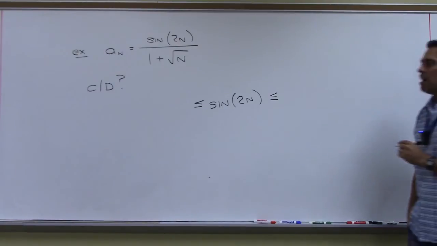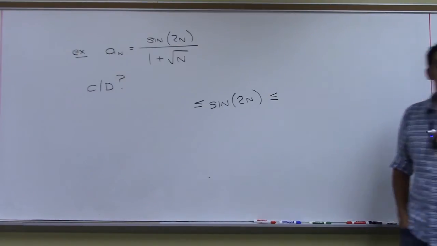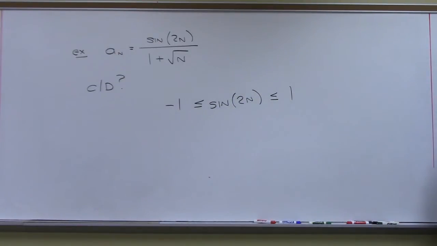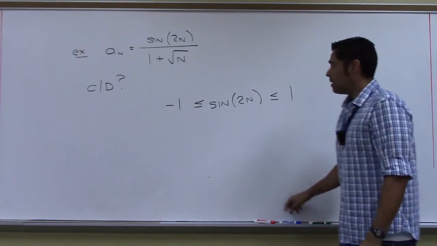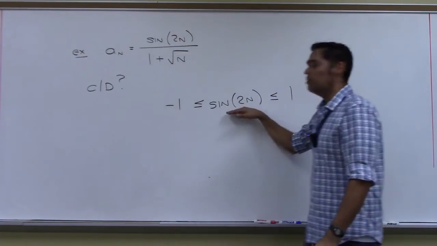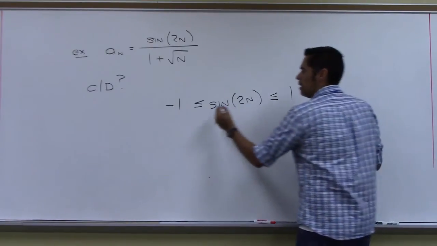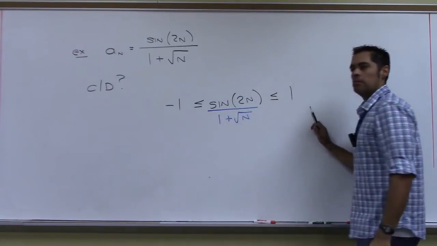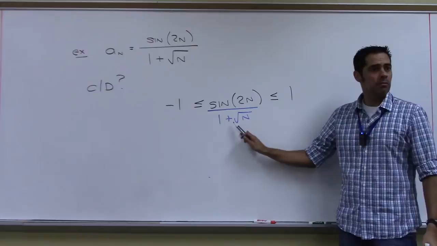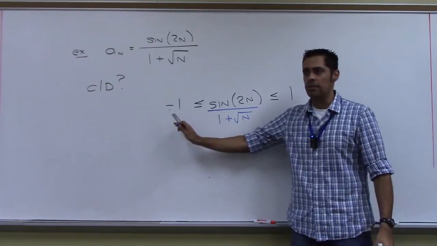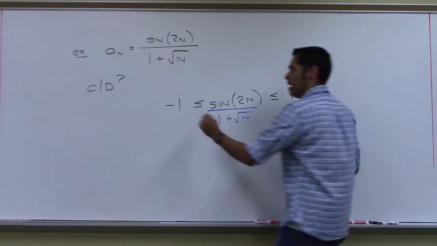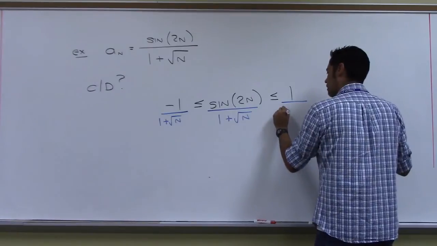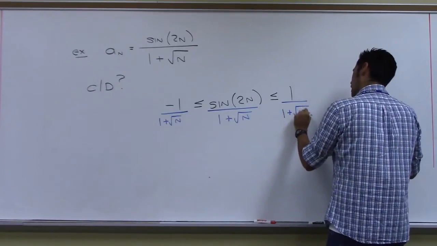What is any sine function bounded between? -1 and 1, right? So does everyone agree with that inequality? That's true? Okay. Now, what I'm going to do is create this sequence in the middle, which means I'm going to have to come in here and divide it by 1 plus root n. But if I do that to the middle term of the inequality, what do you think I'm going to have to do to these? The same exact thing, right? So I'm going to have to divide this by 1 plus root n and this by 1 plus root n.